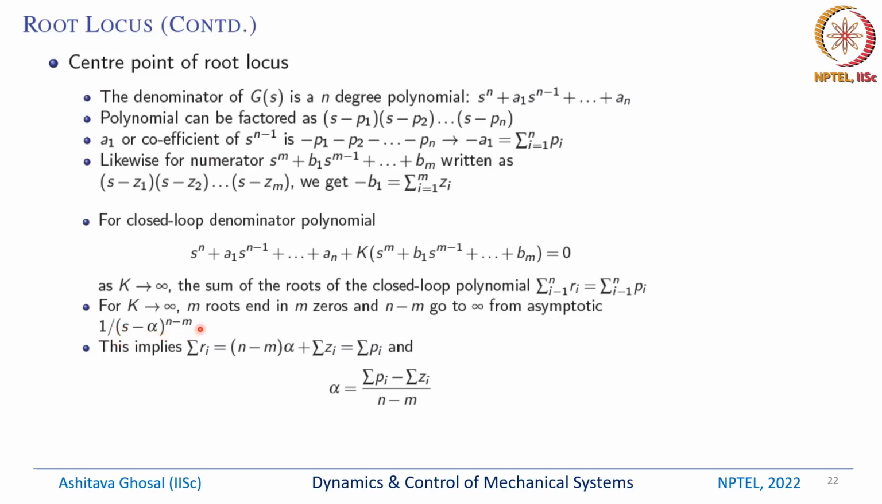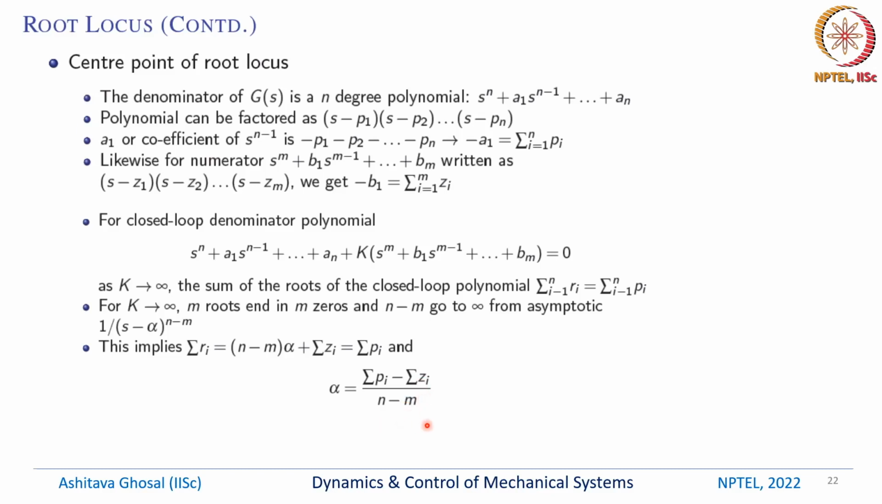So basically what are we trying to do? We know that there are these radial lines, and the question is, where are these radial lines originating from? As k tends to infinity, we know this root locus will be asymptotic to these lines, and we want to find out where these radial lines meet. And we can find out that these radial lines meet at some alpha, which is the summation of pi minus the summation of zi, divided by n minus m.